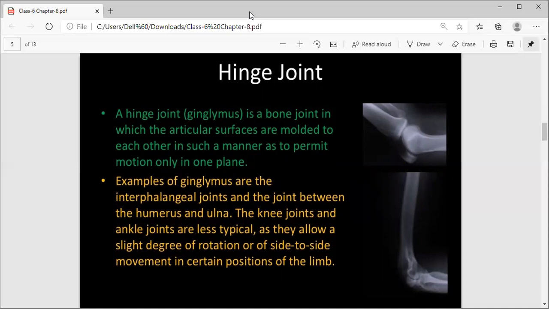So children, today we have discussed two types of joints, the ball and socket joint and the hinge joint. In my next video, we'll discuss the rest of the joints.